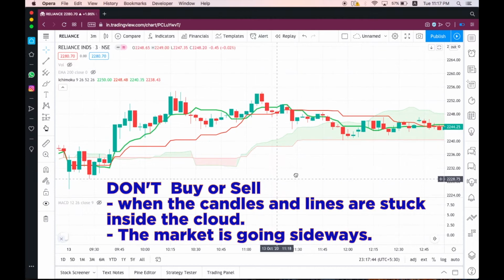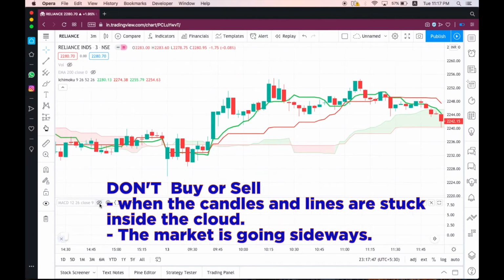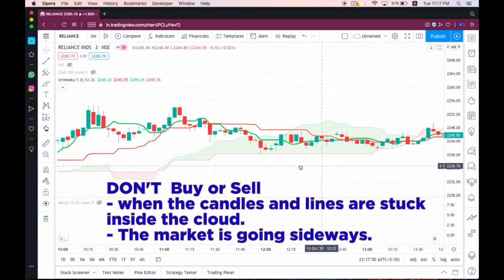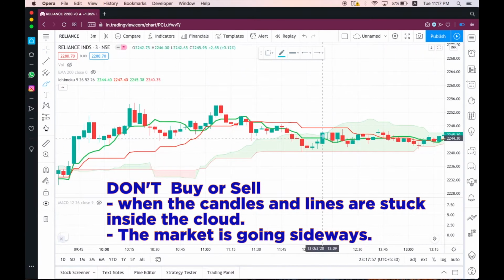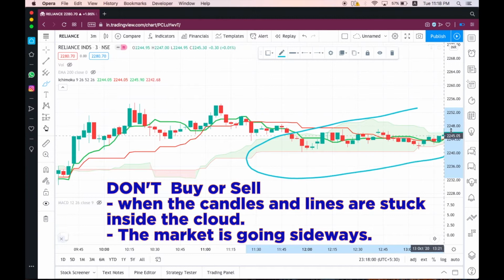When the clouds are interfering with the red baseline and green conversion line, it means the price is range-bound and going sideways. Never take trades when the price is stuck inside the clouds. Wait for it to break out or break down of these levels.